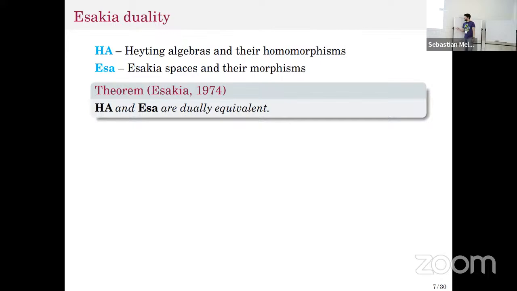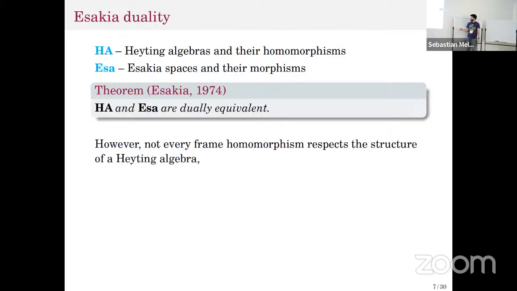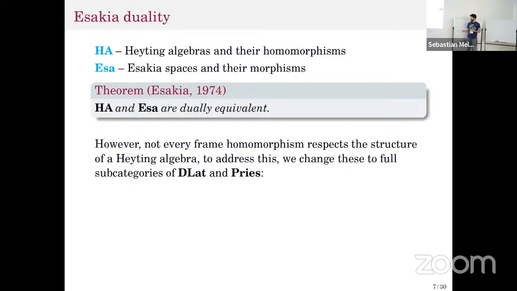So Esakia duality is for Heyting algebras and Heyting homomorphisms, and Esakia spaces and Esakia morphisms. I'm not going to discuss Esakia morphisms because frame homomorphisms do not necessarily preserve Heyting implication. So I want to look at slightly different categories in this framework.